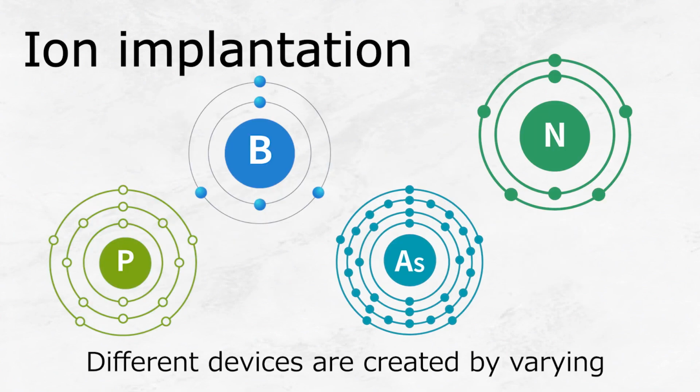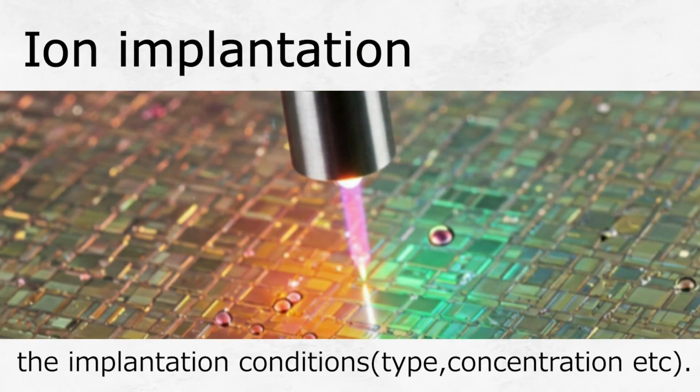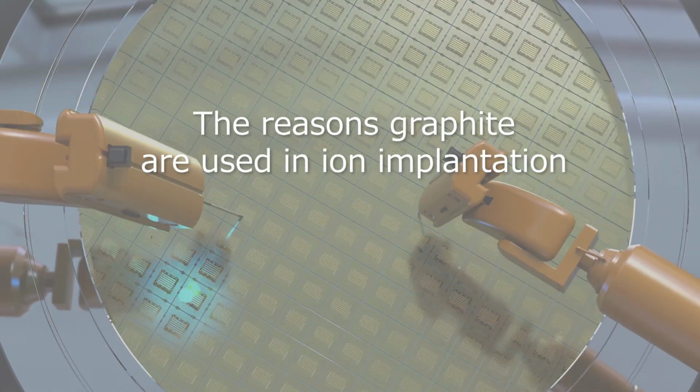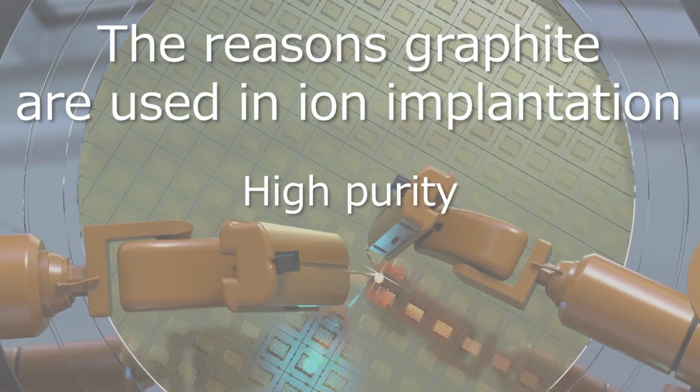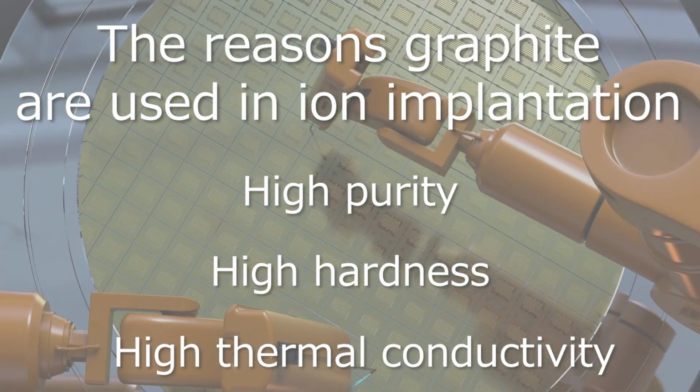Different devices are created by varying the implantation conditions, such as the type and concentration of ions, as well as the implantation depth and angle. Graphite is used in ion implantation due to its high purity, high hardness, and high thermal conductivity.